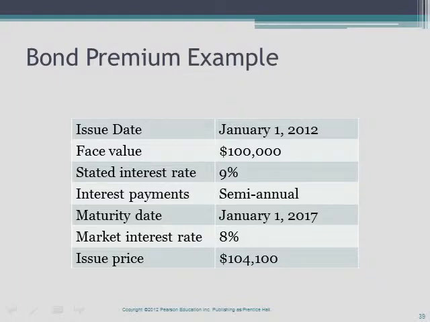So let's modify the previous bond example to illustrate issuance of the bonds at a premium. Assume that a company issues $100,000 of 5-year, 9% bonds that pay interest semi-annually. If the 9% bonds are issued when the market interest rate is 8%, their issue price is $104,100. The premium on these bonds is $4,100. In practice, bond premiums are rare because few companies issue their bonds to pay cash interest above the market interest rate.